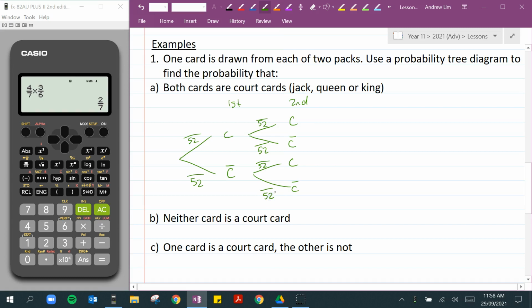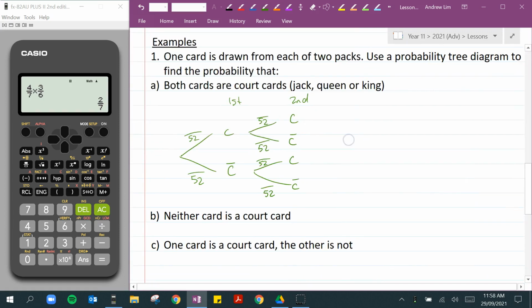Okay. So how many court cards are there? Well, there's Jack, Queen, and King. 4 of each, that's 12. So there are 12 court cards, which means there must be 40 that aren't. And it's going to be the same thing for each of these ones. 12 or 40, 12 or 40.